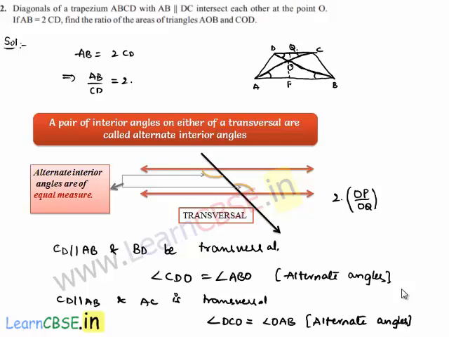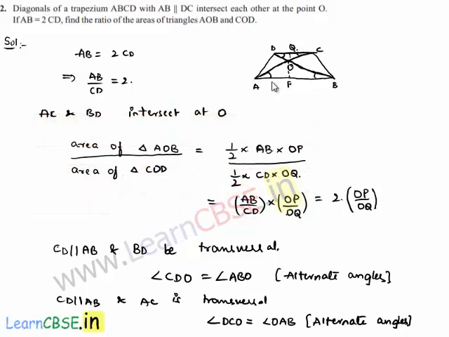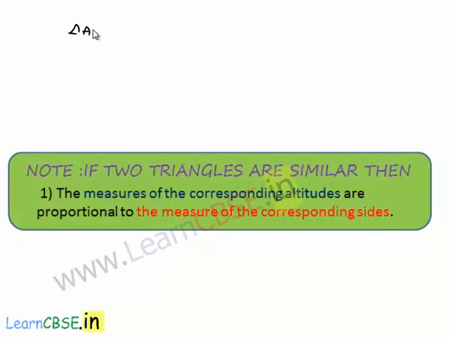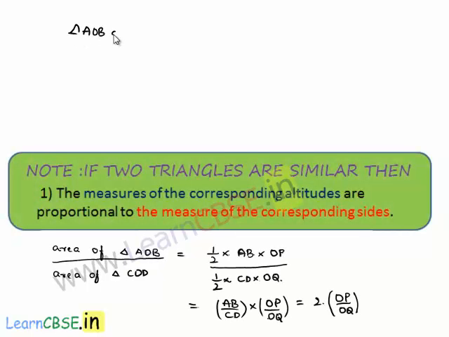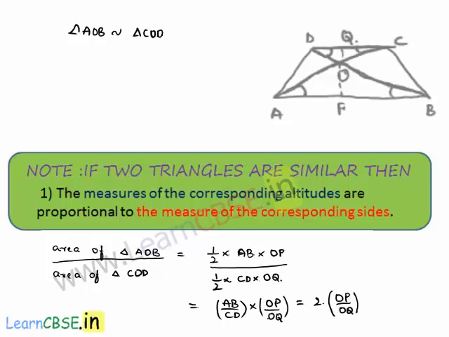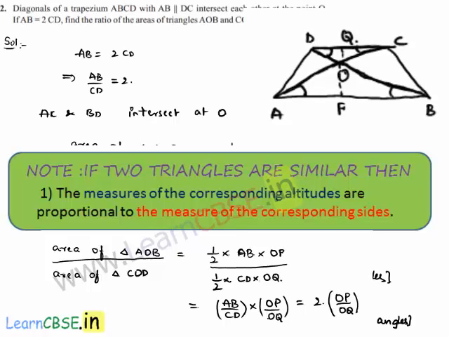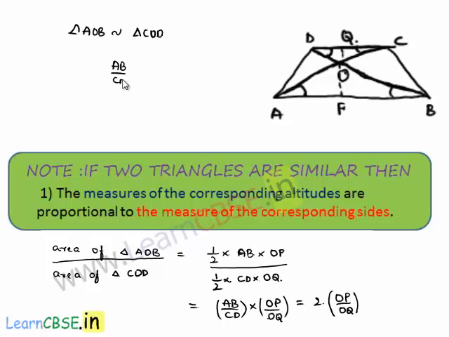If we observe clearly, in triangle AOB and triangle COD, 2 angles are equal. The corresponding sides are in a proportion of 2. So now we can say that triangle AOB is similar to triangle COD. When 2 triangles are similar, then their corresponding sides will be in the same proportion. So we can say that AB by CD will be equal to the same proportion of sides.